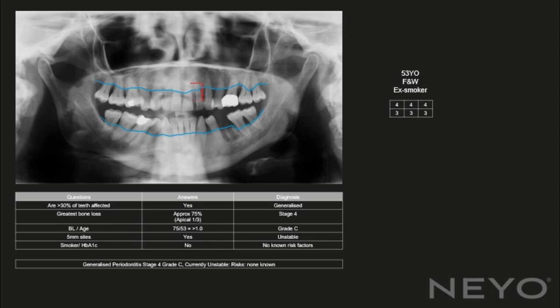If we answer the questions together, firstly, more than a third of the teeth are affected, so this is a generalized case. The site of greatest bone loss is the upper left 2, and it appears to be in the apical third at approximately 75%, therefore stage 4. And the same 75% exceeds the patient's age, thus grade C. The BPE of 4 is telling us that there are sites of 5 millimeters or more, and they are not a current smoker. Therefore, we arrive at the diagnosis, generalized periodontitis, stage 4, grade C, currently unstable with no known risk factors.